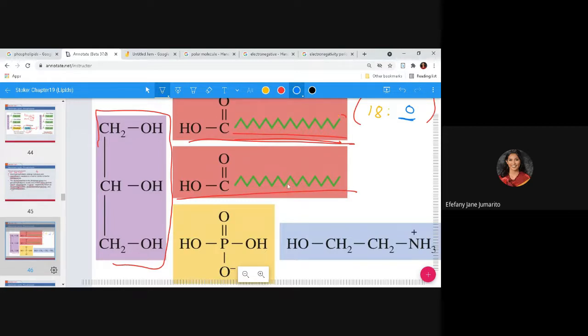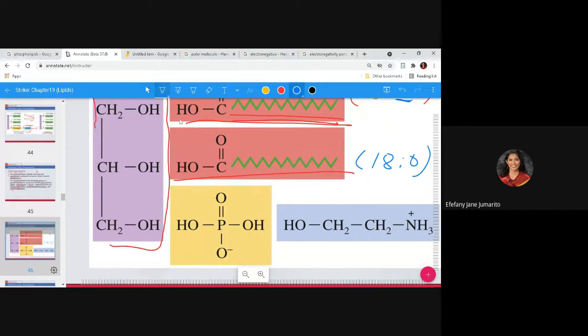This is the second fatty acid. 18 also, ma'am. 18 is to 0 again, ma'am. Okay, so we have that one. All right, so this purple color is your glycerol, these are your fatty acids, and then we have your phosphate. Okay, now we know that with your phosphate, okay, so we have that one. Now, it's the same fatty acid and glycerol.